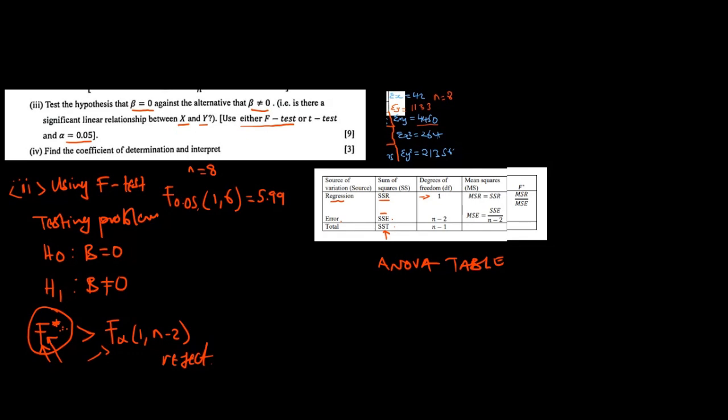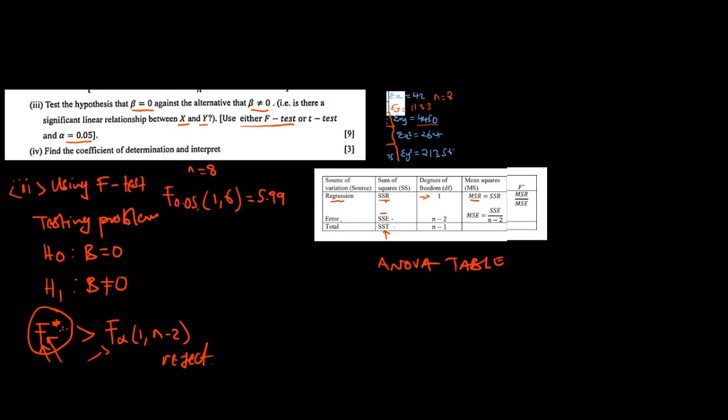Okay, so we have the regression mean square, or the mean square regression, and then we also have the error mean square, or the mean square error. So how do you find the mean square regression? The mean square regression is the same as the regression sum of squares. So the value that we are going to put here will be the same for the mean square regression there. But how do we find the mean square error?